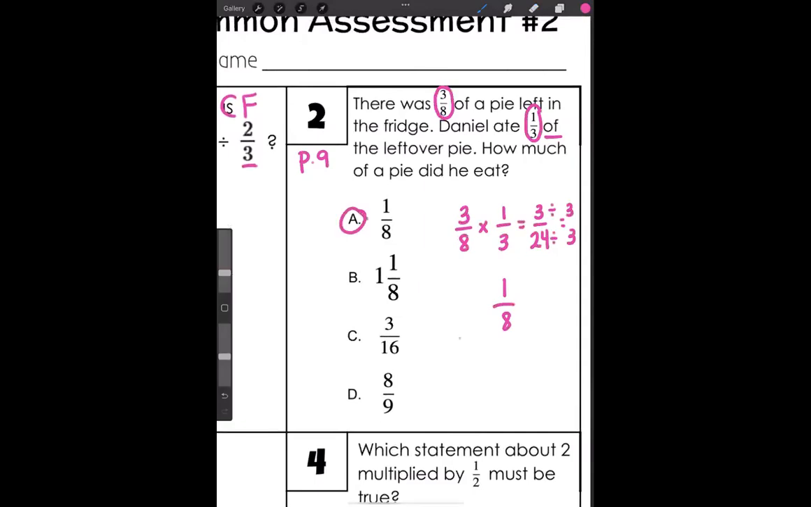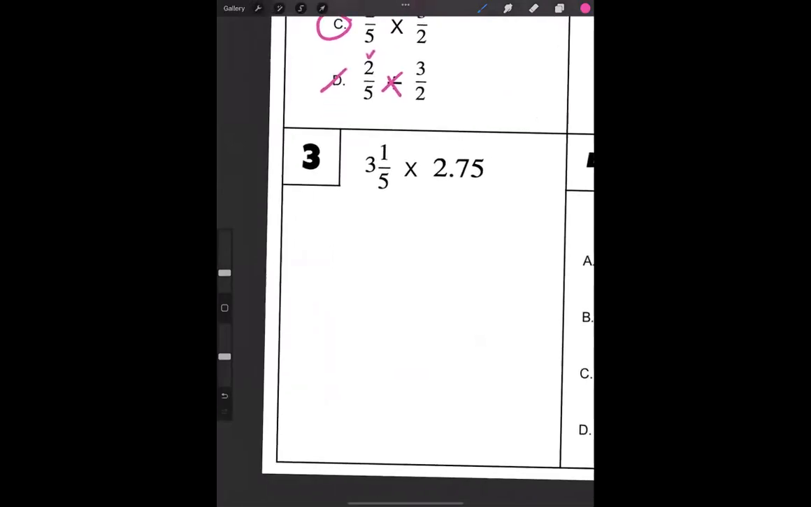Another way to think about this is pretend we're looking at the pie. That doesn't really look right, but it's good enough. It said that he had 3/8 that was left over, and he ate a third of that. So we could say he ate this one piece because there's 3 pieces. So 1 out of 3 is 1/3. So he ate 1/8. That's what we got there anyway. So that's number 2. Let's look at number 3.